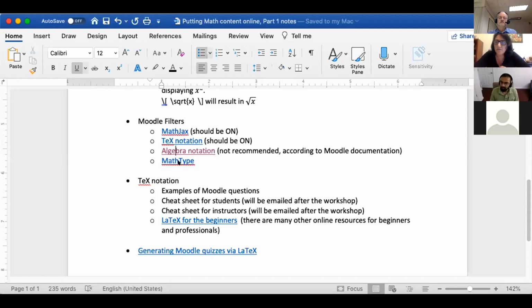Narek, you said you had a link there that said generating Moodle quizzes with LaTeX. How do we get a hold of that? You kind of pointed to it, and I don't know where it is. I will send an email with all the attachments. I will attach this guidance for students, for instructors, this LaTeX tutorial, and generating Moodle quizzes via LaTeX. I will send the email to all participants. Thank you.